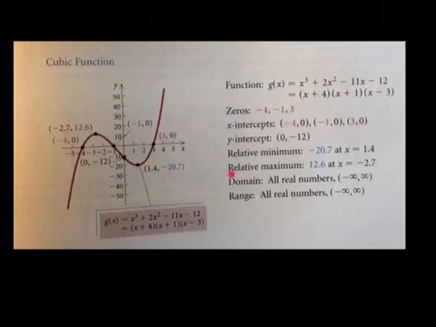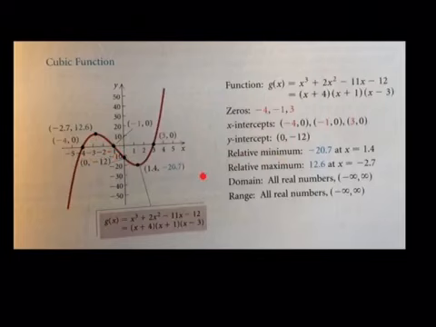Relative minimum, relative maximum. Because this is not a parabola, because it's a cubic, it does kind of a weird thing. It gets a maximum relative to the graph that we see right here, because obviously this is not a max, because this continues to go up. But we're only looking at this part right here, what's relative to the graph. And the relative min is right there.